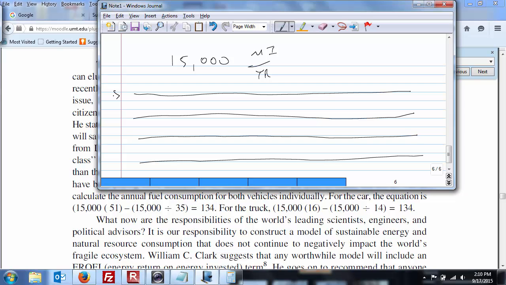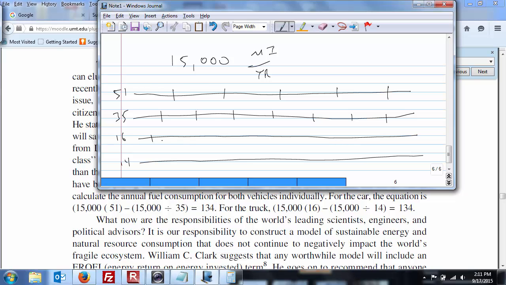So if this is your 51, this is your 35, this is your 16, this is your 14, the next thing I'm going to draw is not going to be to scale, but what I'm going to try to show is that this guy is going to sort of stretch his gallons out. Here's 51 mile chunks. Each one of these represents a gallon being consumed. Here, this is 35 miles per gallon. Every click mark of my pen, I'm burning a gallon.